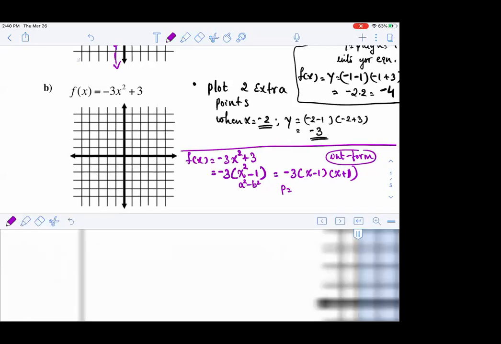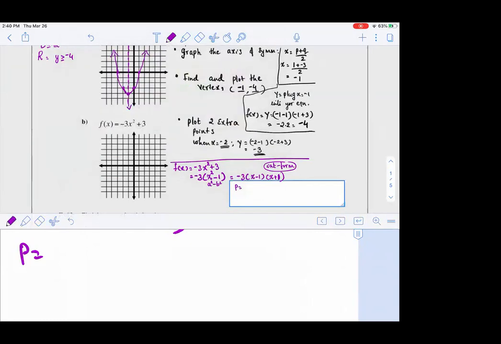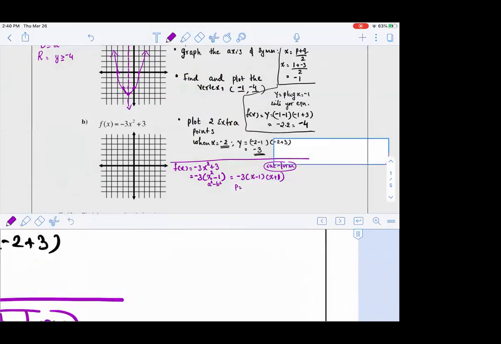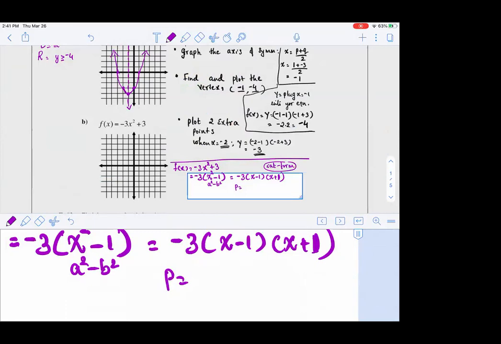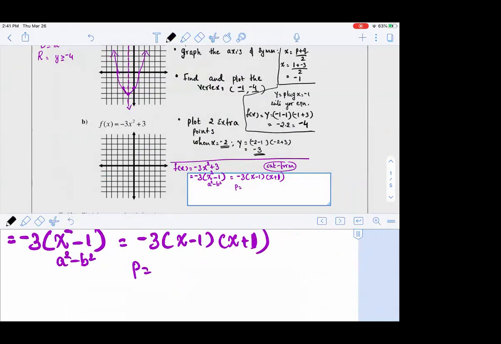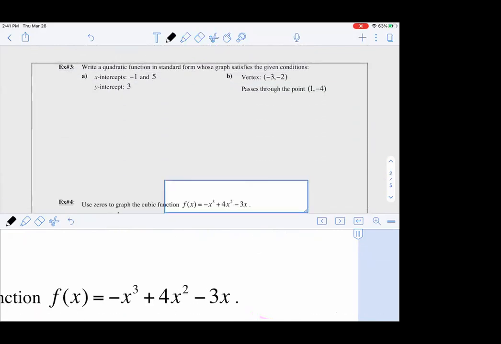P is -1 and q is 1. Okay, one of them is -1.